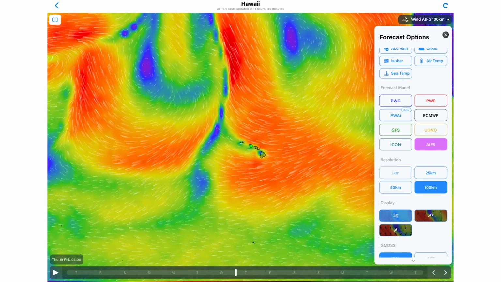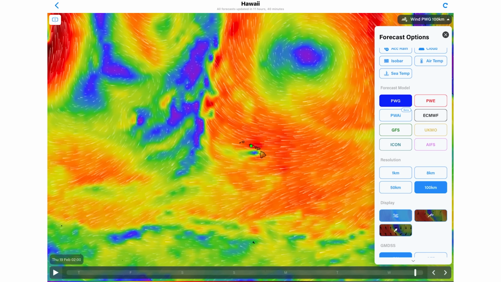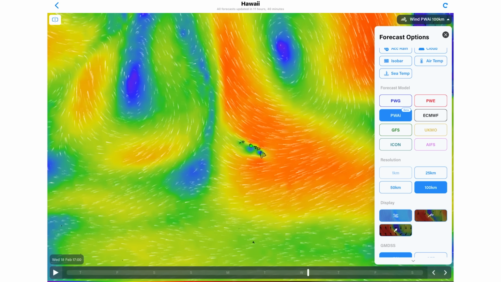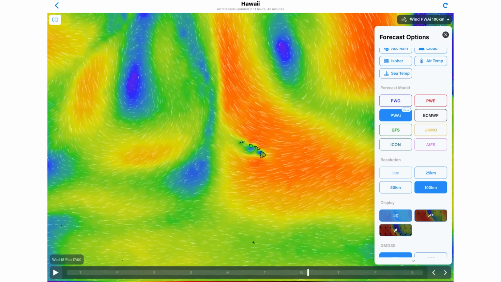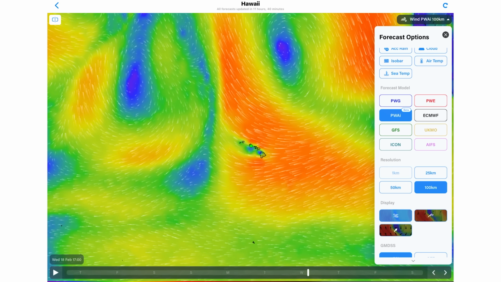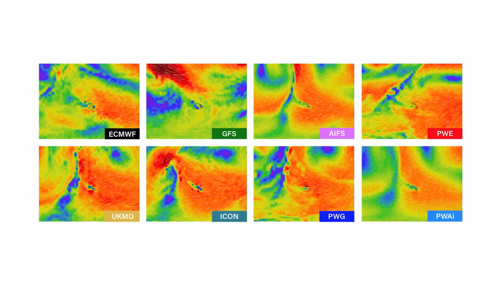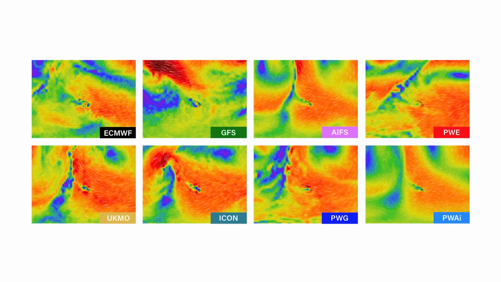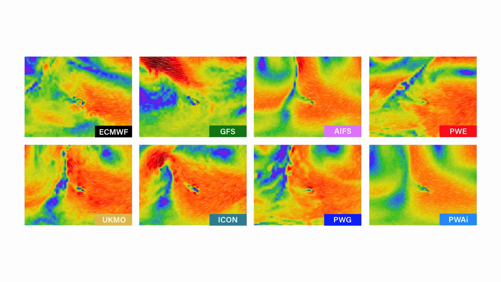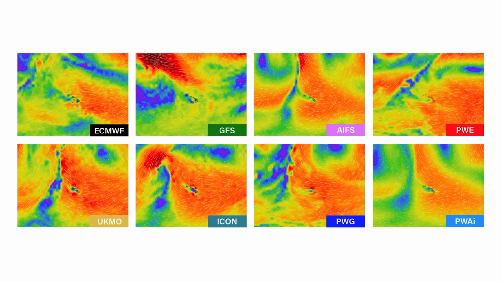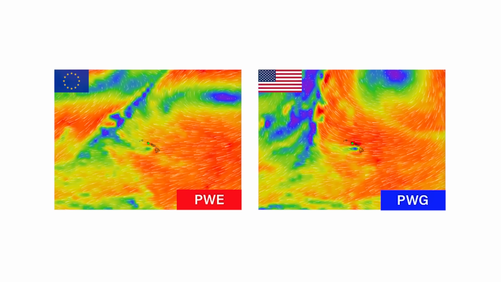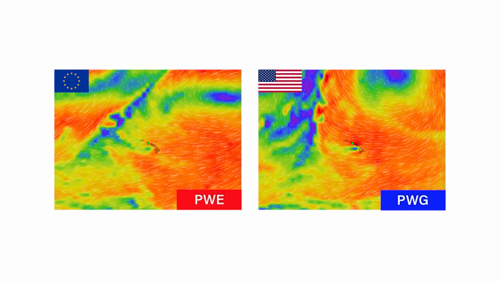And on top of that, PredictWind runs its own models, PWG, PWE, and PWAI, which add higher resolution detail and additional perspective. Each one of these is a different computer simulation of the same atmosphere. They all start with slightly different data. They use slightly different assumptions, and they prioritize slightly different things. With the exception of PWE and PWG, those are the same algorithm, but one uses the data set from the US and one uses the data set from Europe. There is no correct model. There are only opinions with track records.